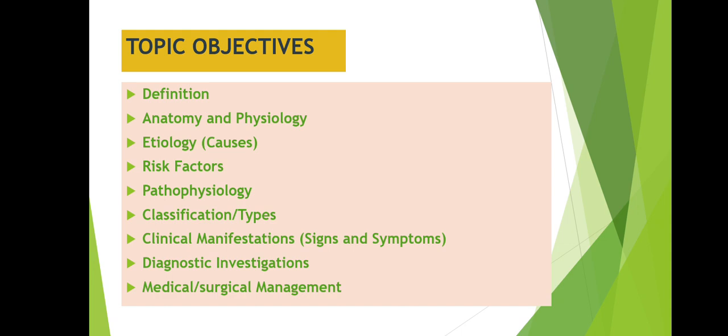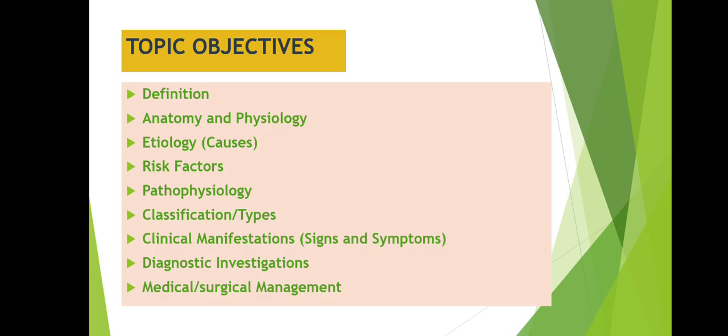And then we're also going to look at the pathophysiology, the most important one. The pathophysiology determines the signs and symptoms of a particular disease. After looking at the pathophysiology, if possible, for any condition, we're going to look at its classification and types. Then we go to clinical manifestations, the signs and symptoms. How does this particular disease present? And then we're also going to talk about some diagnostic investigations in some conditions. And then we're also going to look at the medical as well as surgical management of that particular condition.